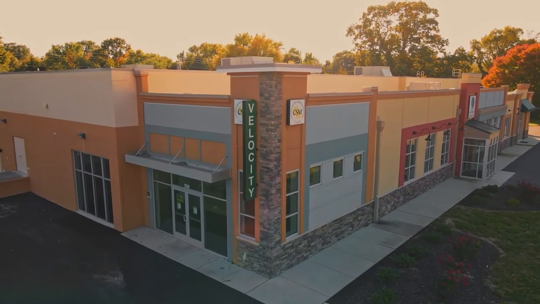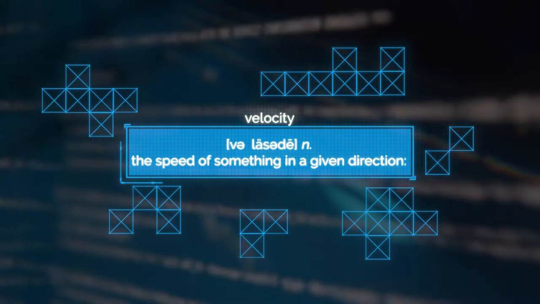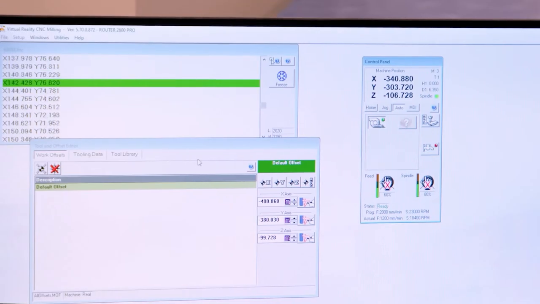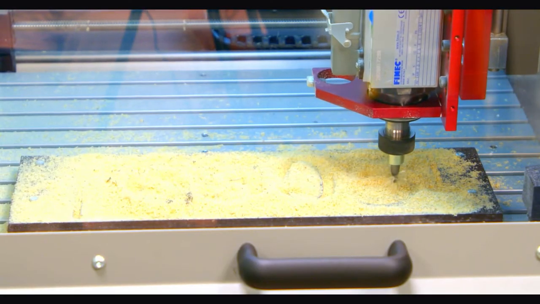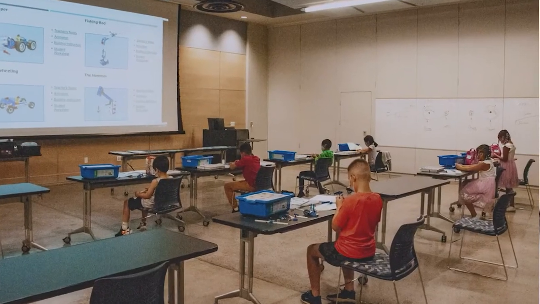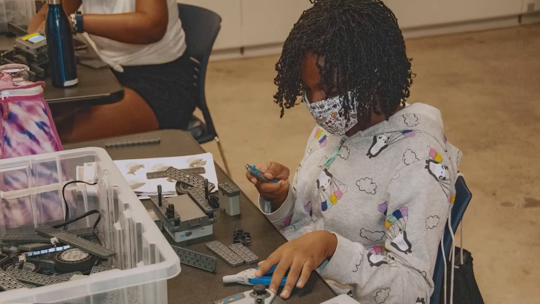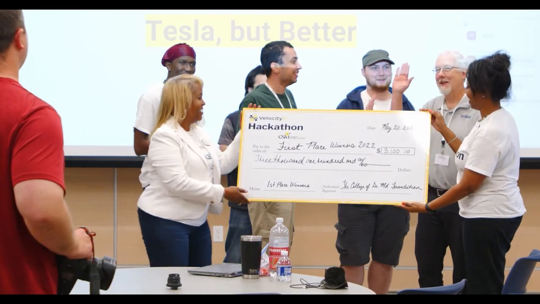The CSM Velocity Center. By definition, velocity means the speed of something in a given direction. Sometimes that speed is fast, and sometimes that speed is slow. The CSM Velocity Center is a place of innovation, learning, and collaboration for academia, the Navy, our students, and the community. It's a place where everyone can move at their own pace to make their ideas come to life.